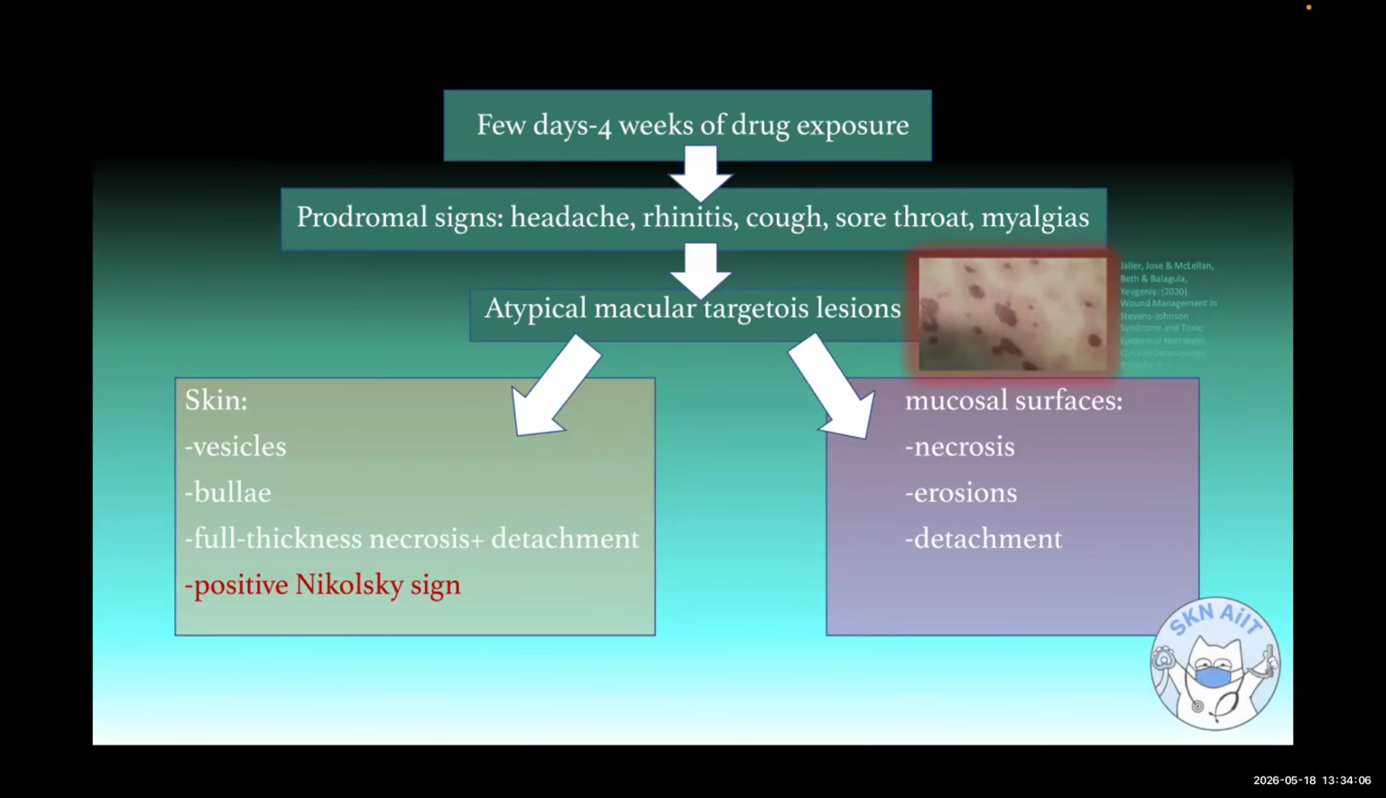Over time, the skin lesions progress with the development of vesicles, bullae, skin necrosis, and positive Nikolsky sign, which is characteristic in this syndrome. It consists of epidermal sloughing after gentle rubbing or pressure of the affected skin. Also, mucosal surfaces are taken. You can see the necrosis, erosion, and also skin detachment.